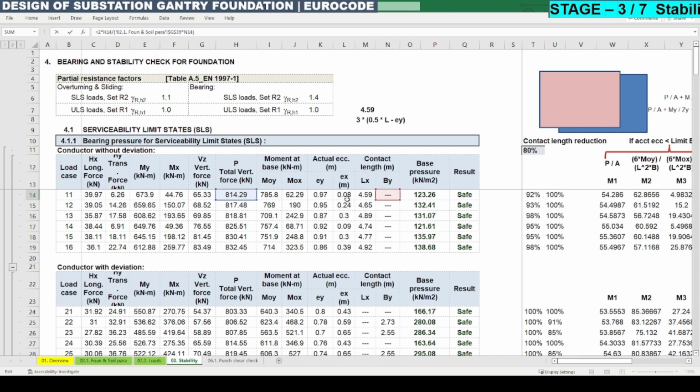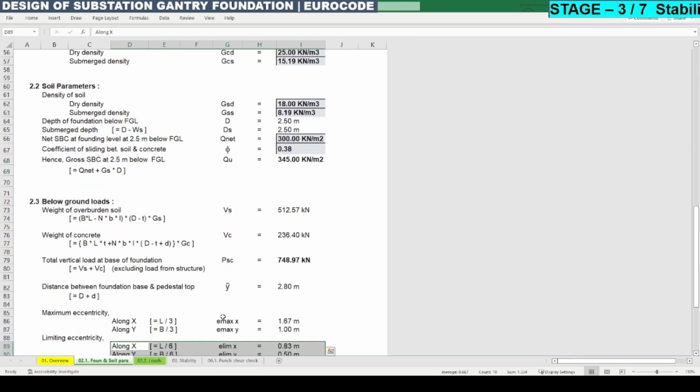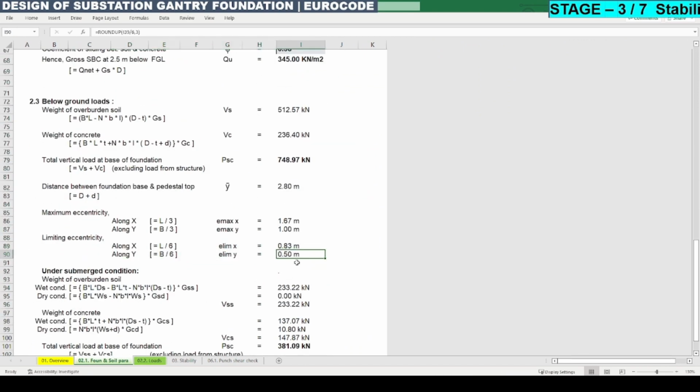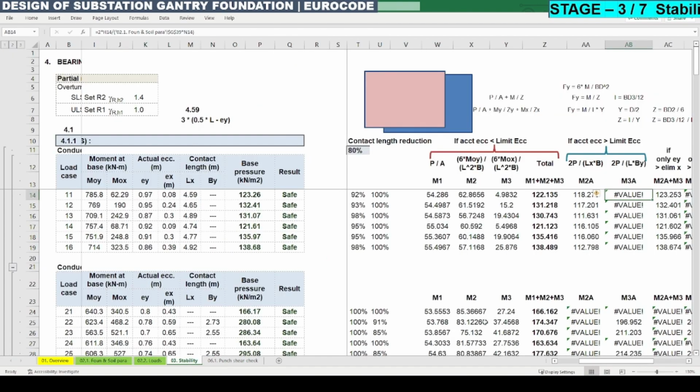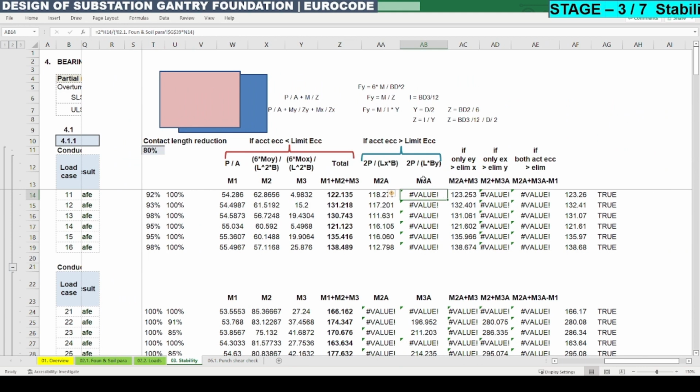So here we know that it is 0.08 as actual eccentricity, but as per the limiting eccentricity it is 0.5. So here the limiting eccentricity is greater than the actual eccentricity. So in that case this way of bearing stress calculation is not applicable. So here the value is coming like this. And the next one is we need to combine whatever the applicable bearing pressure.